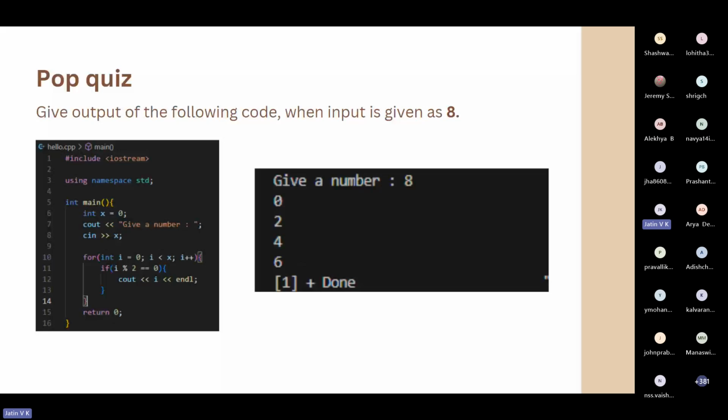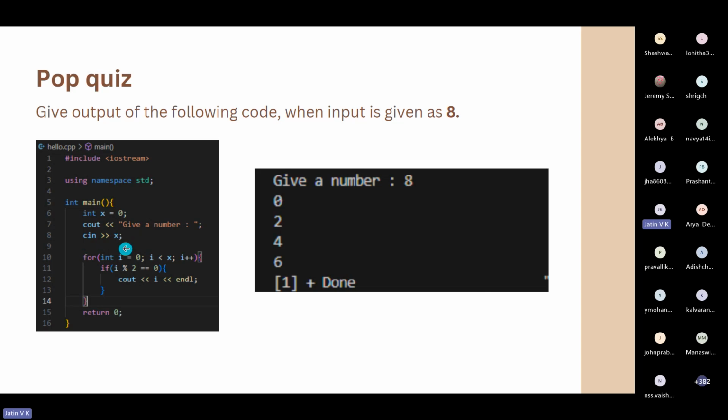So, I'll tell you how you get the output for this. My program initializes the value of x to 0, and then I'm telling the user to give a number. So here x gets the value of 8. I gave the number 8. Now this enters the for loop.